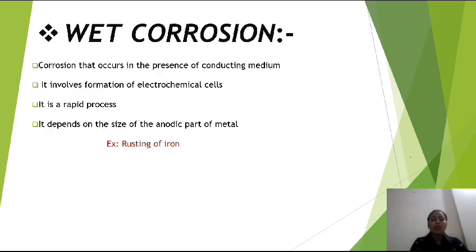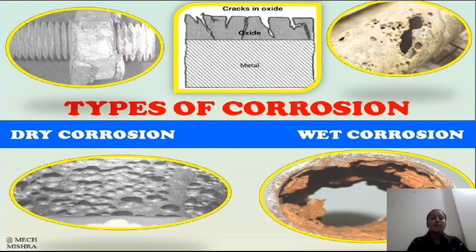Next one is wet corrosion. Wet corrosion occurs in the presence of a conducting medium. It involves formation of electrochemical cells. It is a rapid process. It depends on the size of the anodic part of the metal. Example, rusting of iron. Next, these are the types of corrosion, dry corrosion examples and wet corrosion examples.